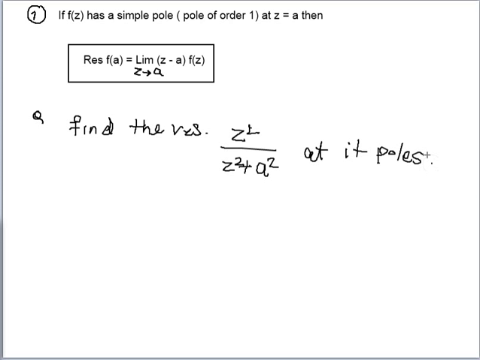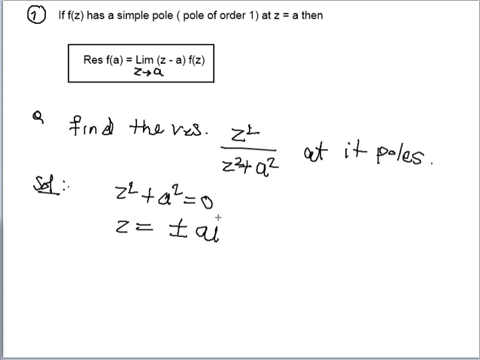For the first step we have to find the poles. For finding the poles, we make the denominator equal to 0. So step 1, solution: z square plus a square equal to 0. So it gives two poles, z equal to plus minus a iota. Clear? So one pole is plus a iota, another pole is minus a iota. These are simple poles, of order 1.